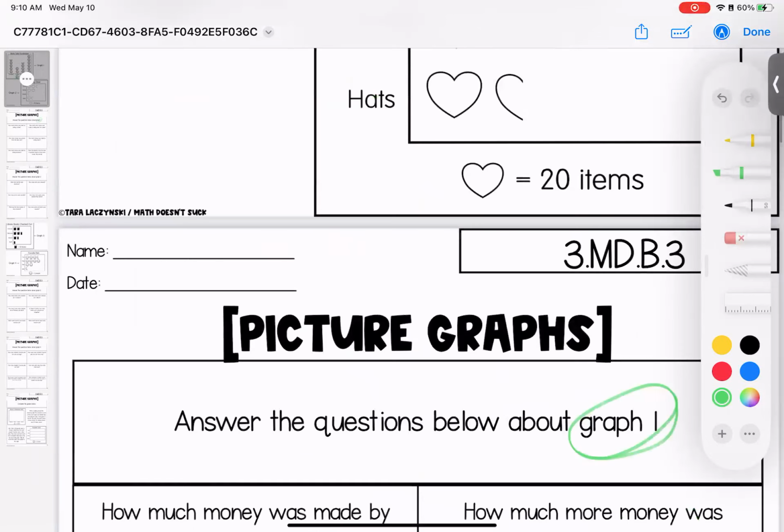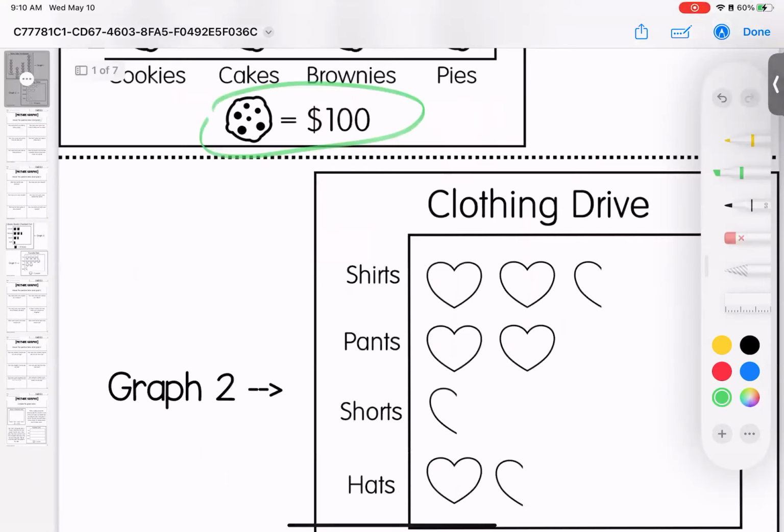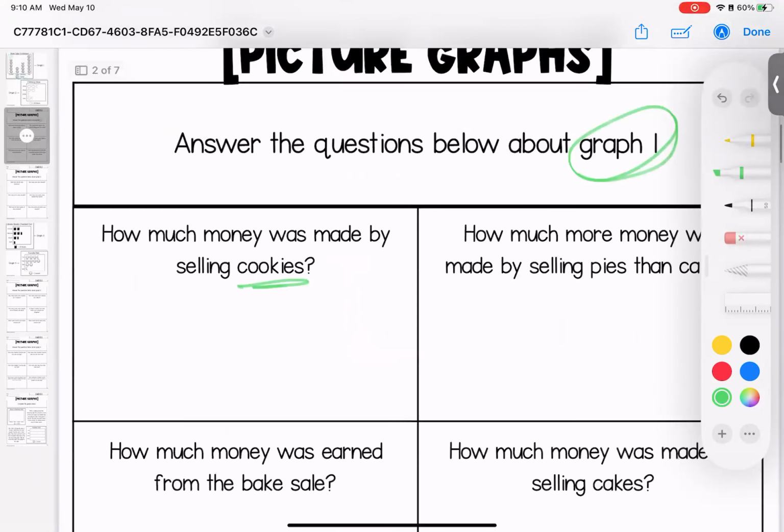And we wanted to know how much money was made by selling cookies only. So if we go to cookies here, we have 450. So go ahead, put that in here.